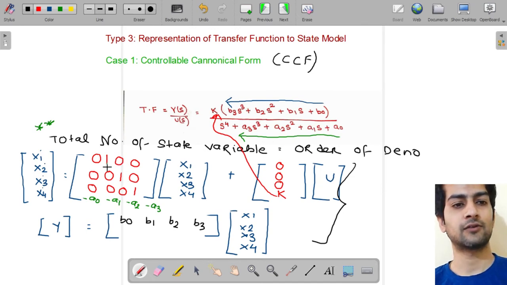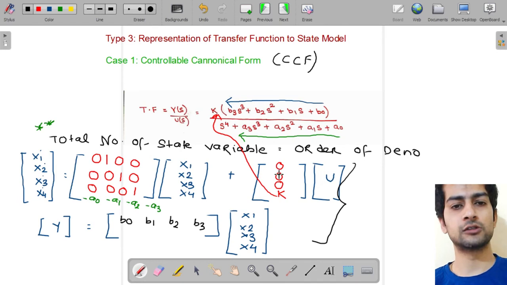For matrix A, for the first row, the first two elements are 0, 1, and after that we have to take the number of zeros. First two elements of the first row will be 0, 1, and then 0, 0 afterwards. Then for the second and third rows, keep shifting 1 towards the right-hand side. For the last row, take the coefficients of the denominator in reverse order with opposite sign.